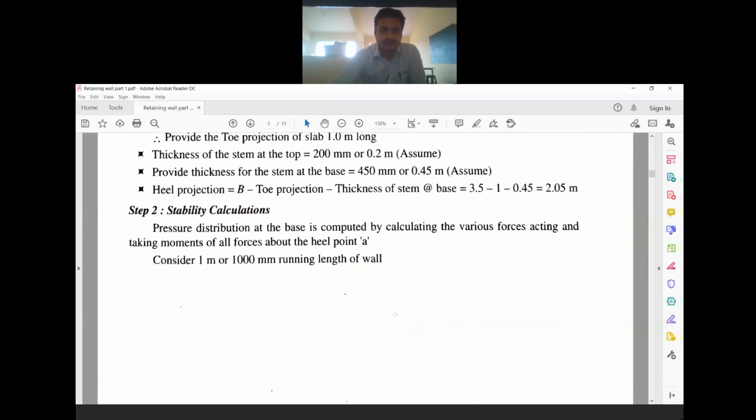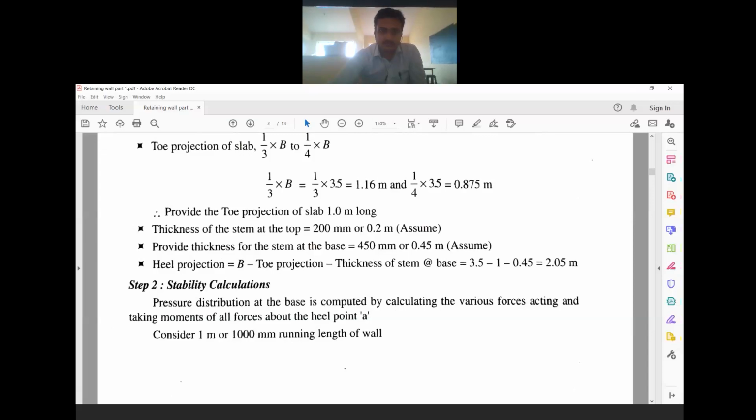So that is the calculation here. So heel projection is equal to B, overall width of the retaining wall, minus toe projection minus thickness of the stem at the base. So that will be 2.05 meter. So this is the heel slab projection length.